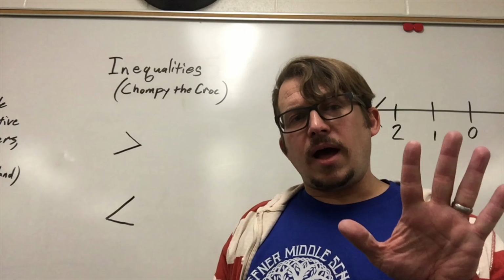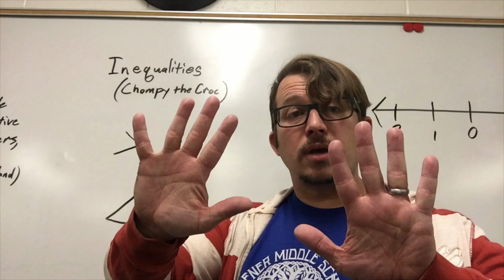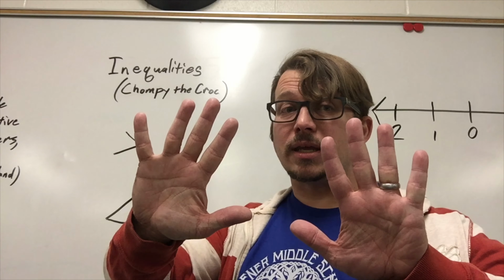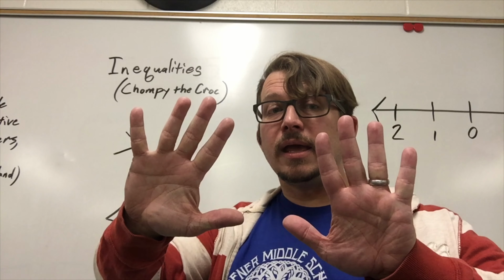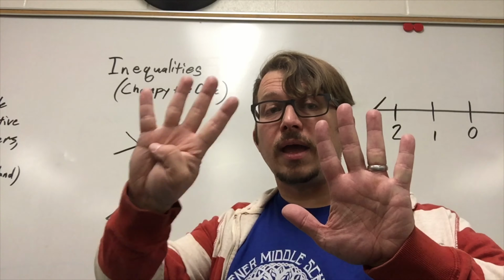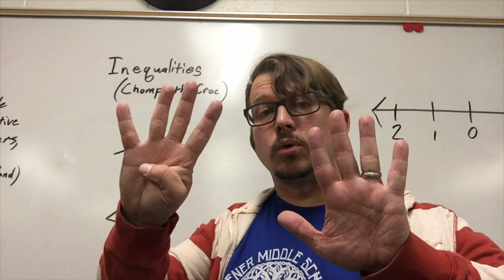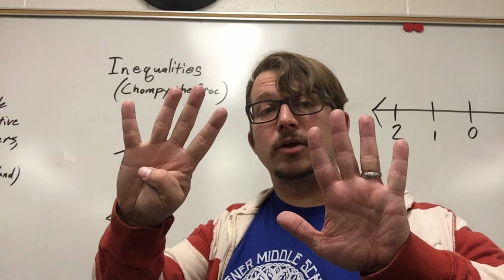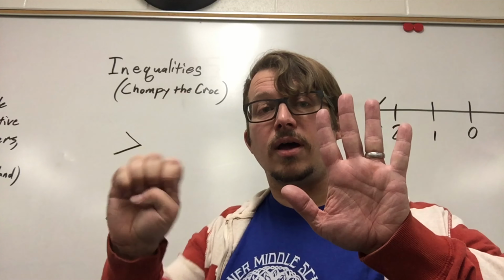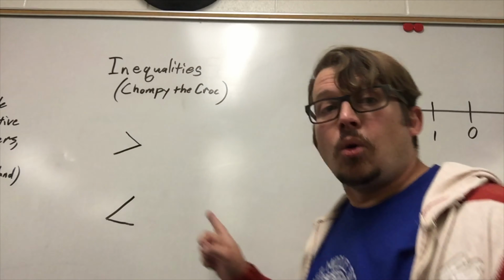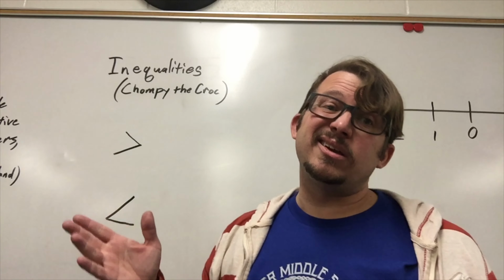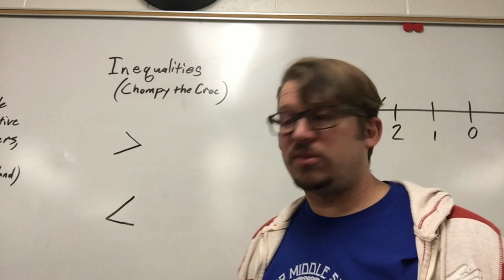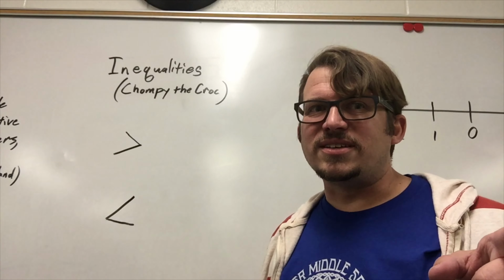If 5 is on one side and 5 is on the other side, that's an equality. Equalities are when the numbers are the same. Inequalities are when you have 5 and 4. 4 is lower, so Chompy the alligator would want to eat this hand, not that one. One way to remember these, which one's greater than, which one's less than? Well, there's the alligator crocodile thing. Watch this. This is awesome.